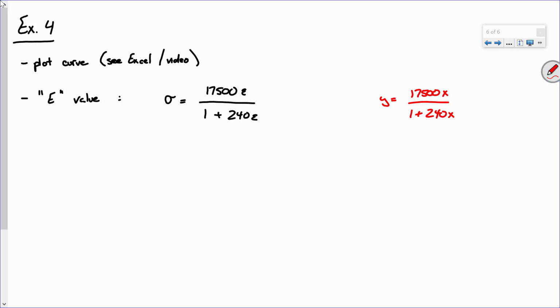All right. So how do I determine the slope of a curve? Just going back to Calc 1, what do I do?